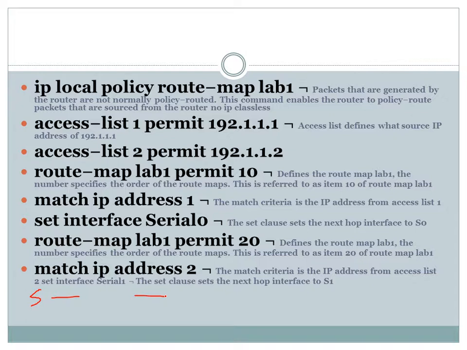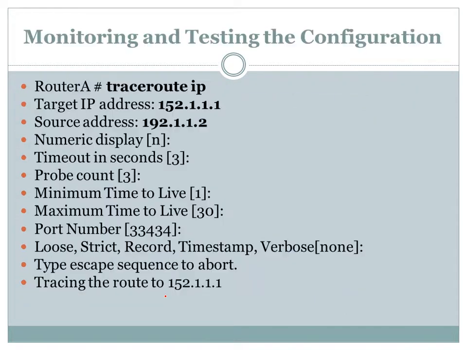So next time, whenever traffic comes from 192.1.1.1, it will be sent to serial 0. Whenever the traffic comes from 192.1.1.2, it will be sent to interface serial 1. Do you understand my point? Yeah, it will look totally difficult for you, but whatever you're doing. Okay, then the commands, everything is written there, and you can use them and test them.